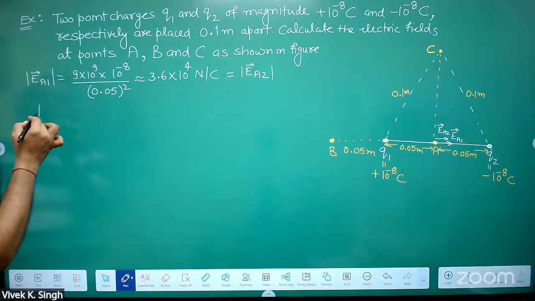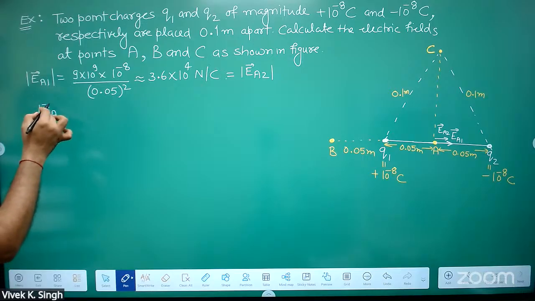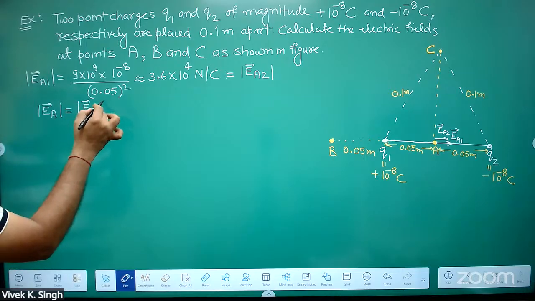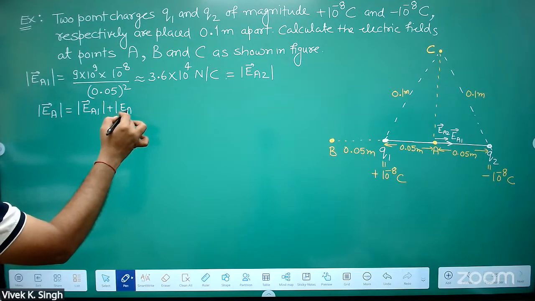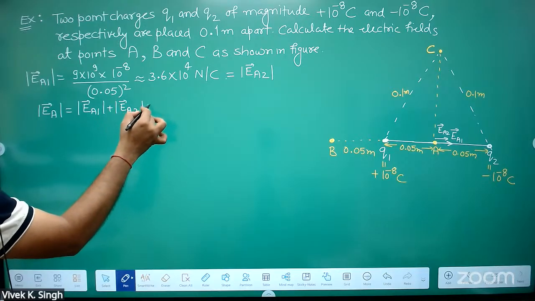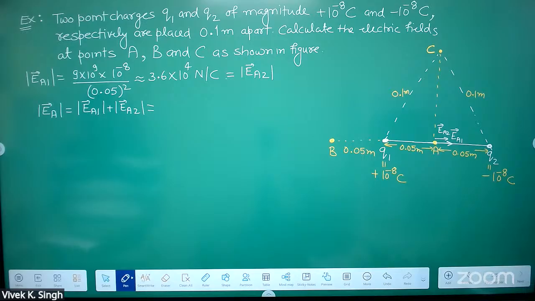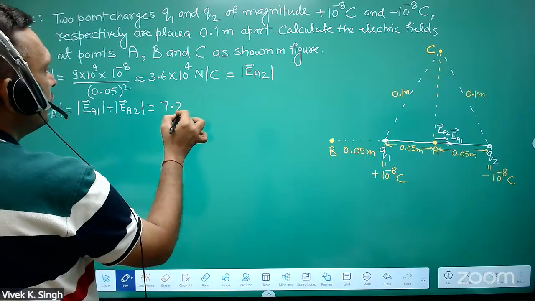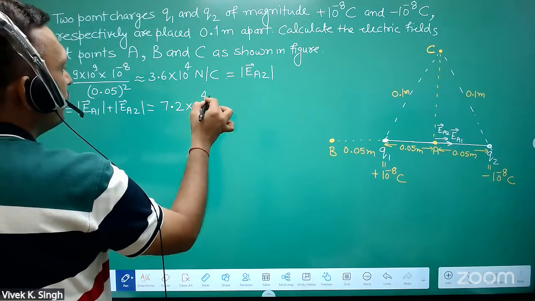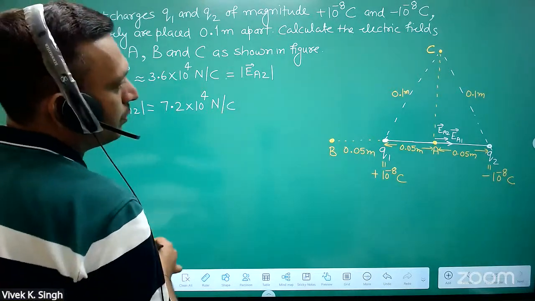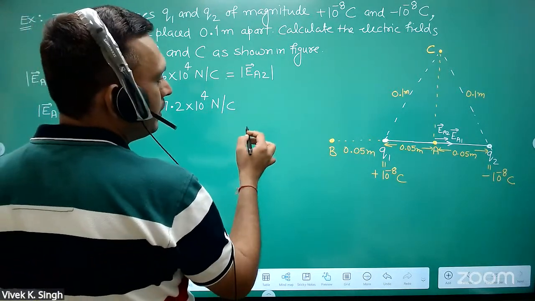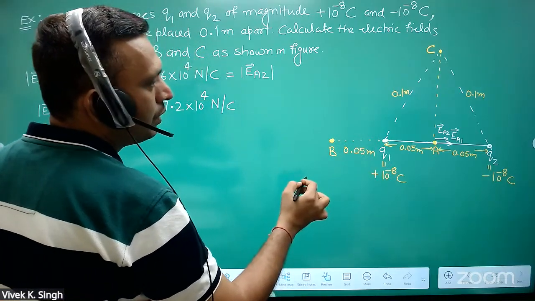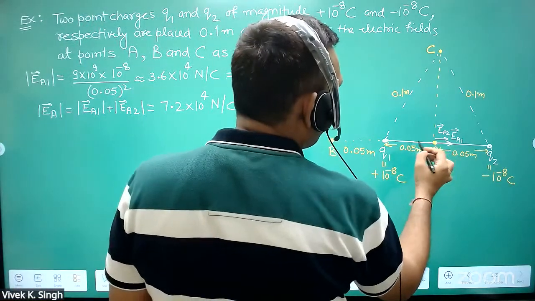So what will be the magnitude of EA? The resultant field is given by the magnitude of EA1 plus the magnitude of EA2. Is it clear? If you add these two, this will be 7.2 into 10 to power 4 Newton per coulomb. And what will be the direction? The direction will be from Q1 to Q2.